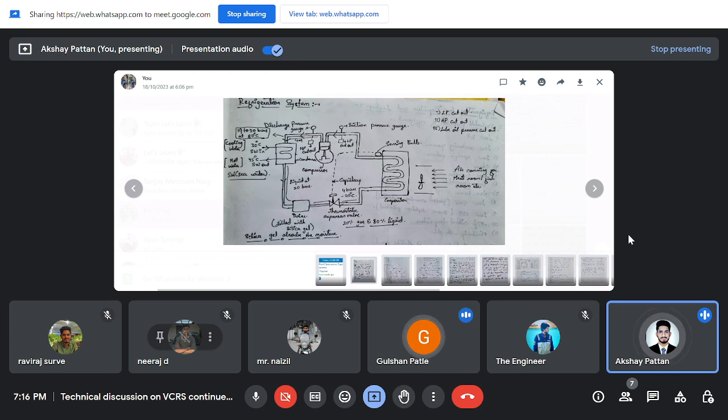Anybody? So I have one question. To increase the pressure in the compressor for lubrication, is any pump used, or is there a splash lubrication? Actually, I think a pump is used there, because if it was a splash lubrication, then there would be no use of low pressure cutout and high pressure cutout.